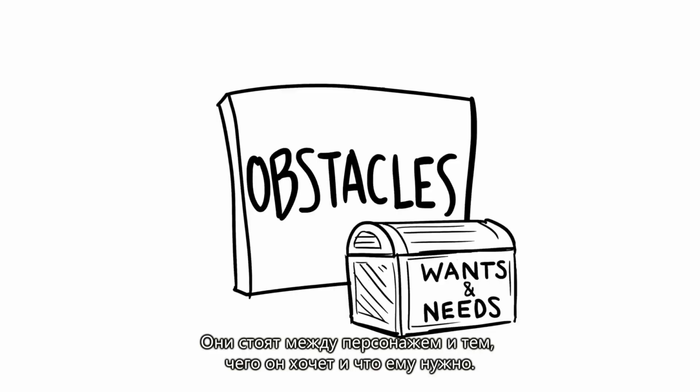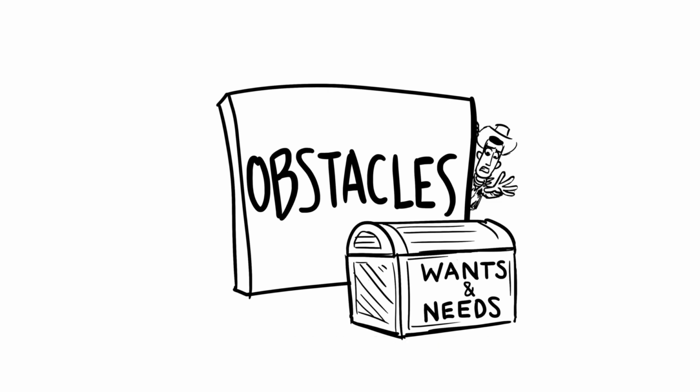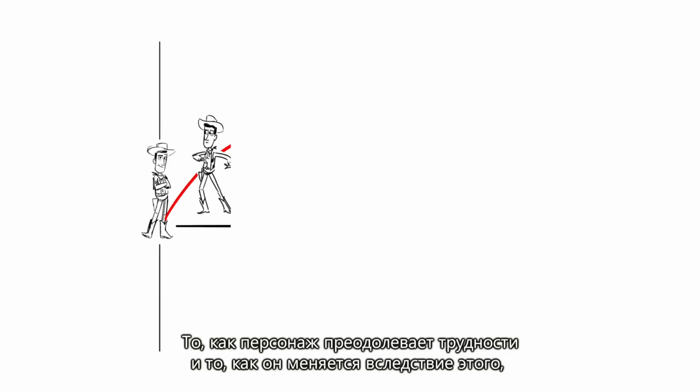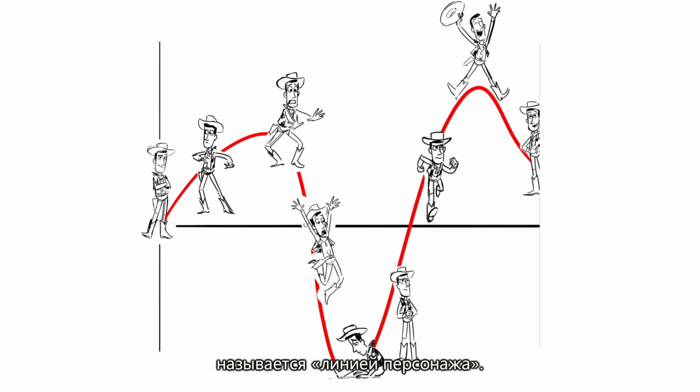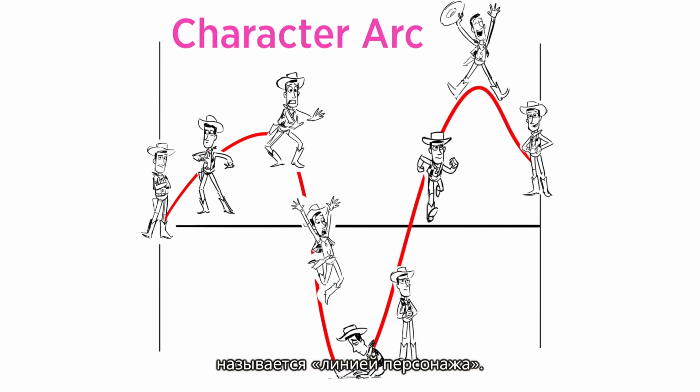As we discussed in the last video, a character may face many obstacles. These obstacles can prevent a character from getting what they want or achieving what they need. The choices a character makes in response to obstacles and how the character changes as a result can be referred to as character arc.